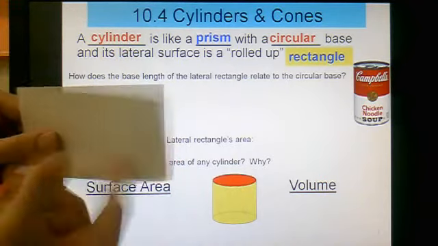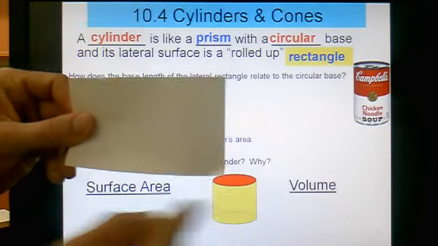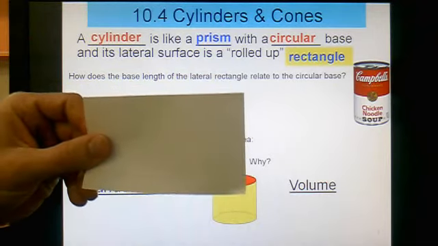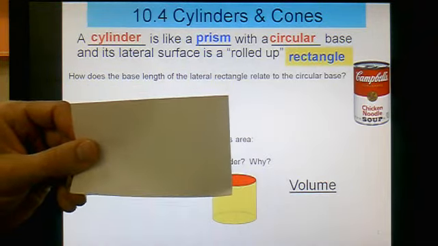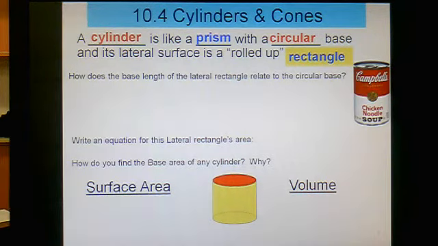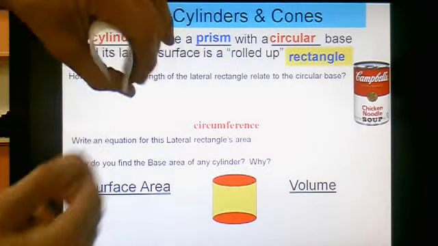So if you want to find the area of this three-dimensional surface, it's base times height. It's the circumference times the height, which begets the question, how do you find circumference? And of course, you recall, circumference is 2 pi r. So that's what these first 3 or 4 questions are asking about. How does the base length of a lateral rectangle relate to the circular base? That's the circumference. If I look at my base and I unroll it, this distance here is the circumference.